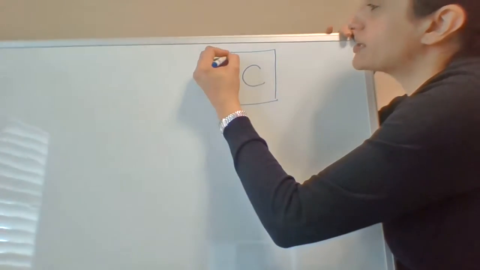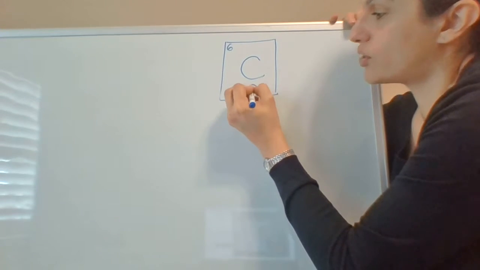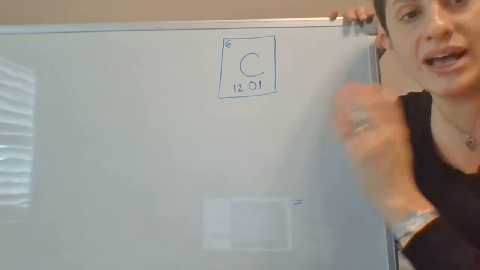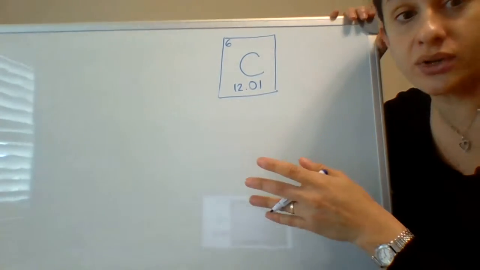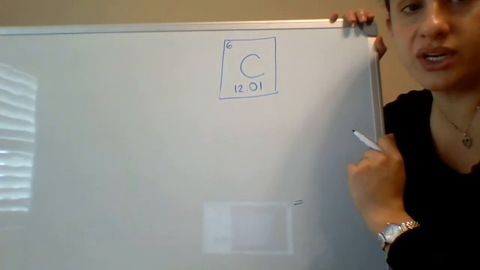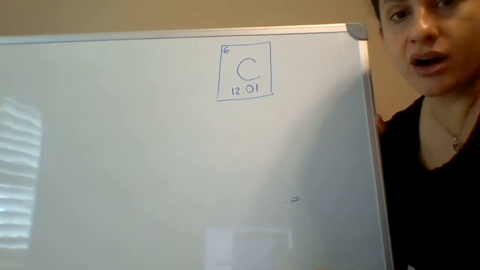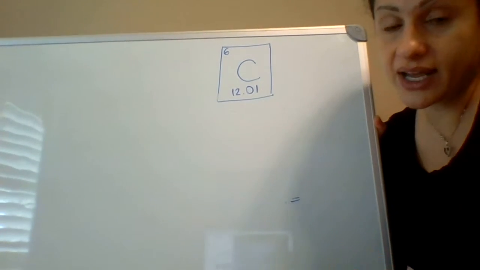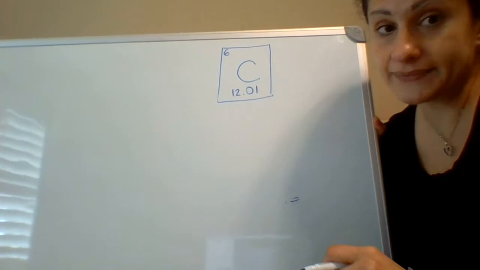We are given the number 6 and 12.01. So again, when you have a number that has the decimal in terms of using the equation, please round. So if you have 12.01, you can use the number 12. So how many neutrons does the element carbon have? If you want, pause the video now, try to do the calculation on your own, and then come back and see if you got it right.